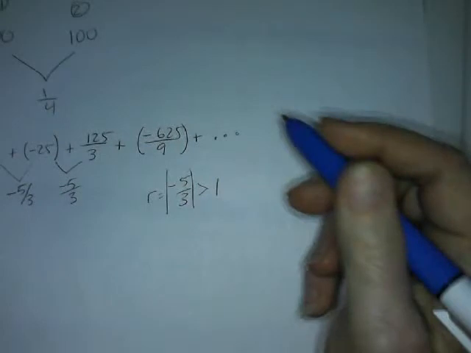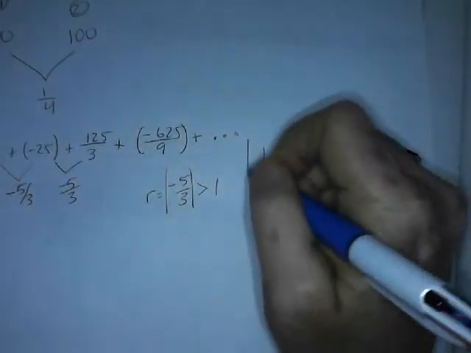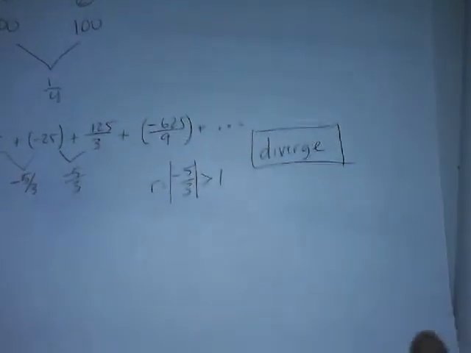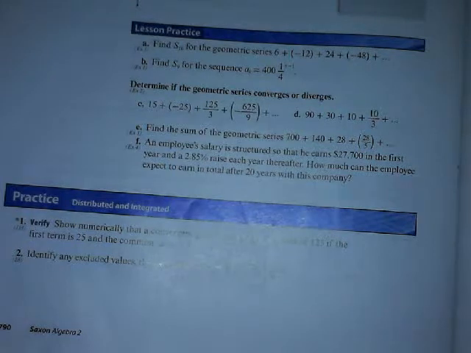So we're going to say diverge. That's the word that we use when it doesn't converge. We say it diverges. Okay. Because it says determine if it converges or diverges, we're going to say it diverges.